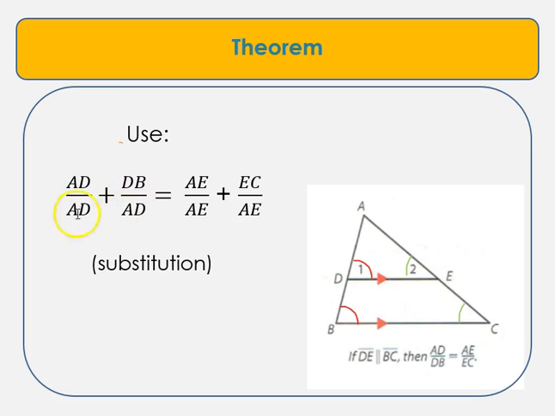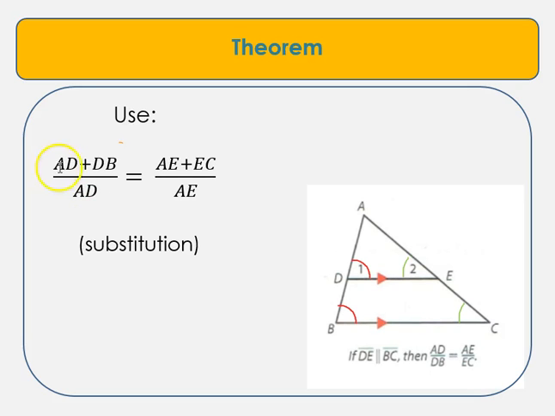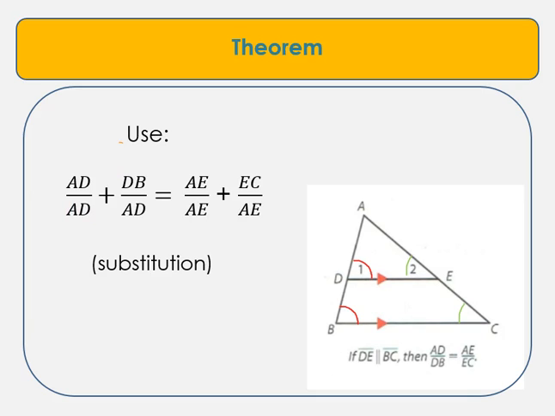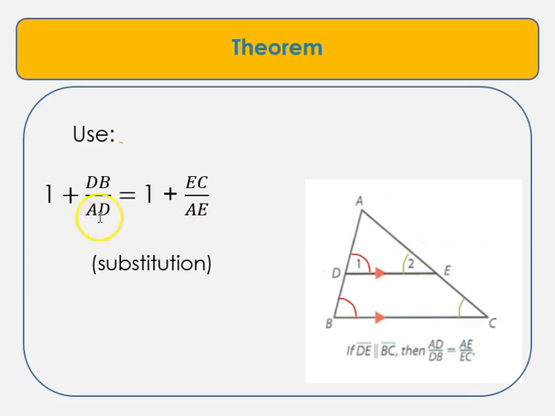And we have 4 fractions, 2 sets of proportions. Now we have AD over AD plus DB over AD, and let me show you where that came from. Remember, this was AD plus DB. You can take this AD in the denominator and separate this into 2 fractions, and that's what we've done. We have AE over AE plus EC over AE, and we did that by substitution, and you should be able to recognize that AD over AD and AE over AE are 1.